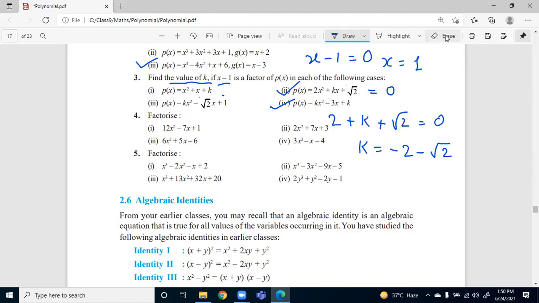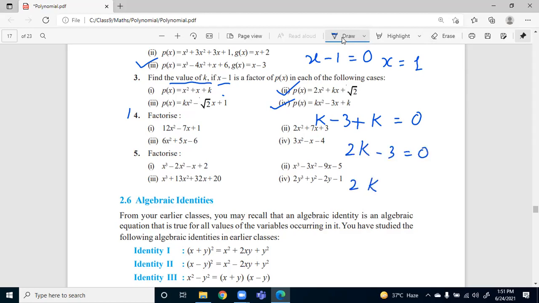Ma'am, first of all, x minus 1 is equal to 0, so x is equal to 1. I'm substituting x as 1. Then k into 1 square is k, minus 3 into 1 is minus 3, plus k. Then k plus k will be 2k, minus 3 is equal to 0. Then minus 3 goes to the other side, it will be plus 3, and 2k is in multiplication, so the 2 will go to the other side in division, so it will be 3 by 2. You are absolutely correct.